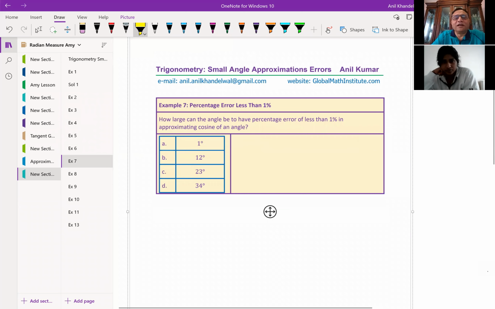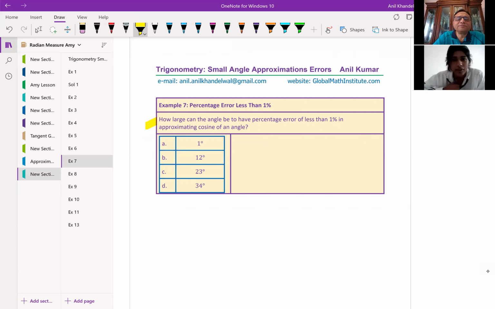Now, based on that, we have another question. Can you answer this question now? How large can the angle be to have a percentage error of less than 1% in approximating the cosine of an angle? Tell me. 34 degrees. Yes. Do you see that? So that is the test, 37 we said. That is the test question. Now you don't have to do the calculus. You have understood the whole concept. We have seen everything. You get the idea. So for a multiple choice test question, you know the answer.